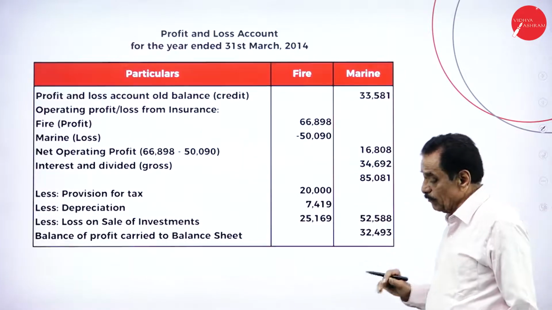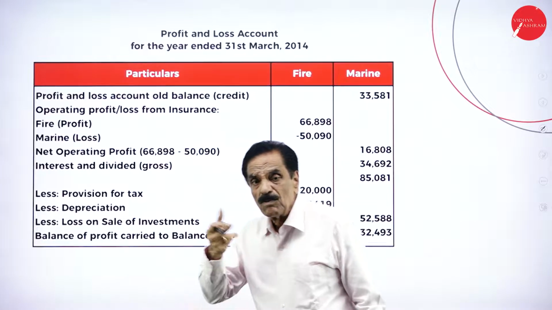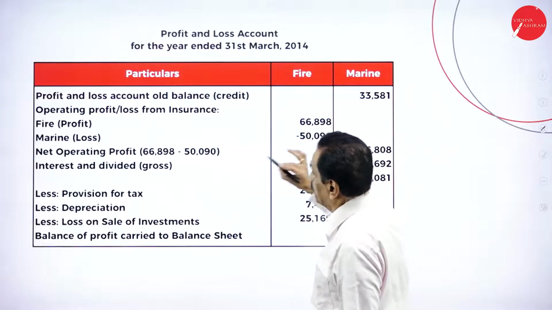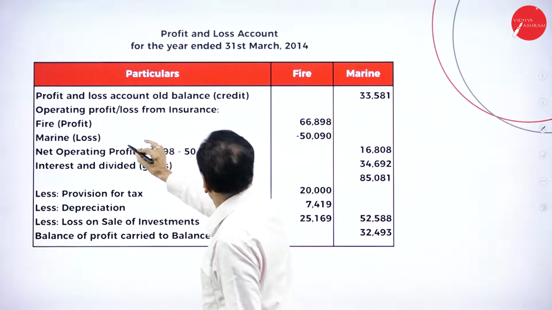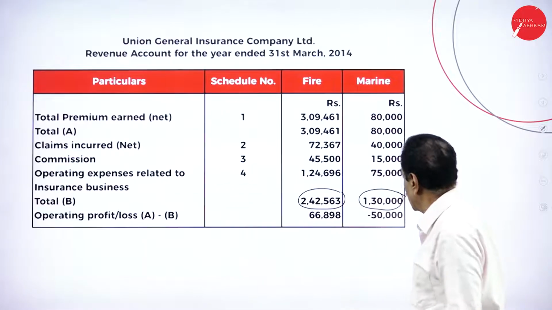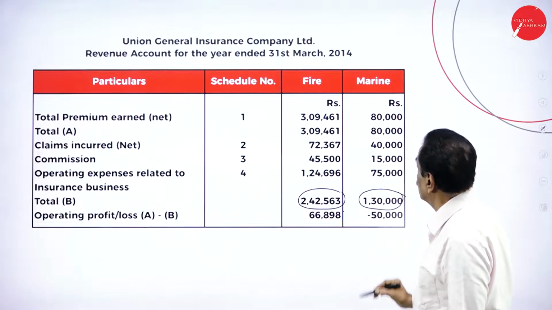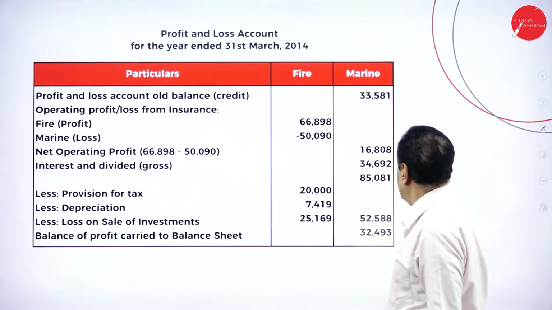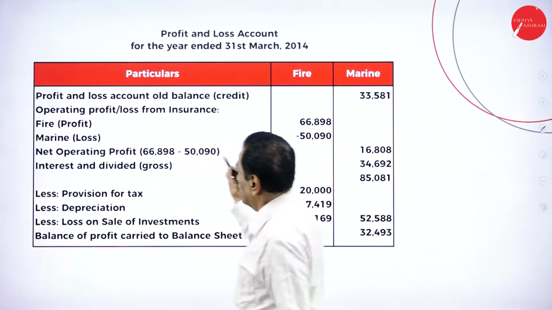Then there are some items which are not connected to fire or marine. We have to prepare the profit and loss account. Profit of the last year, 33,581. Operating profit. Profit of the fire, 66,898. This profit minus loss 50,000, 16,898. This is net profit.